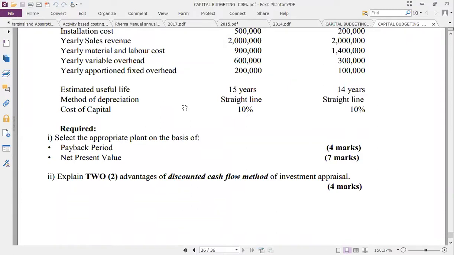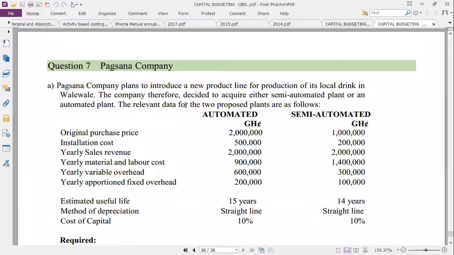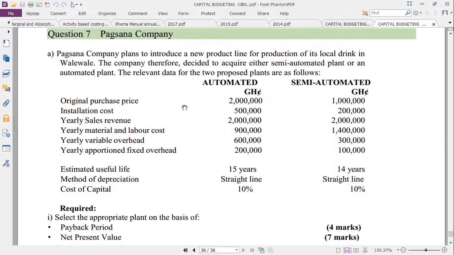So this is ICAG November 2019. It's called External Company Limited. So this will be your trial. I just want to explain a few things here, then move on.